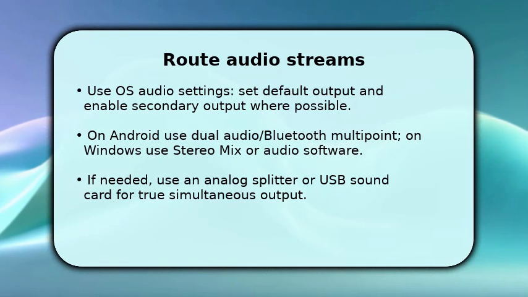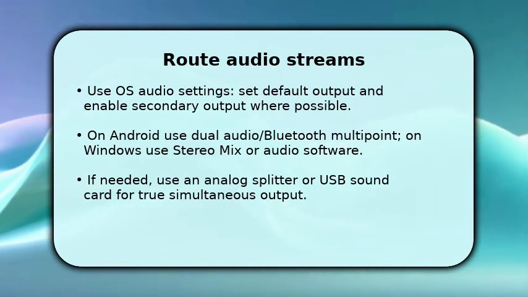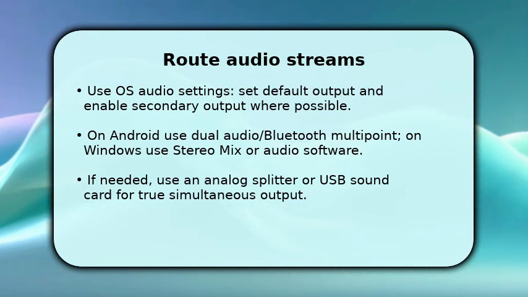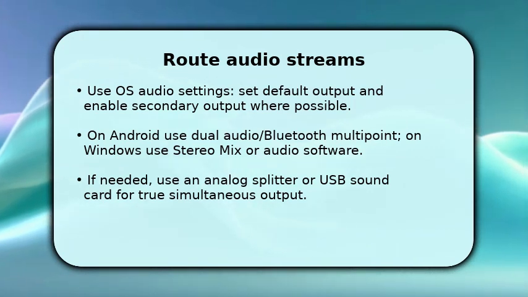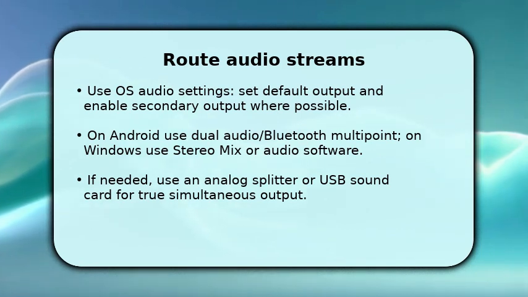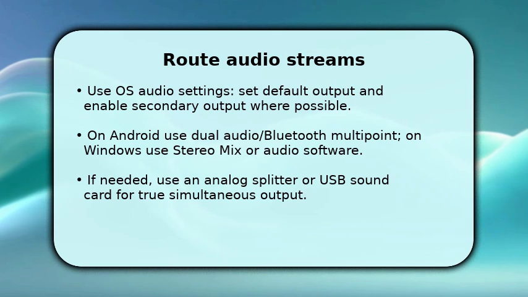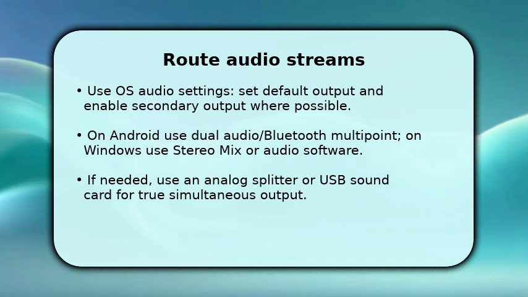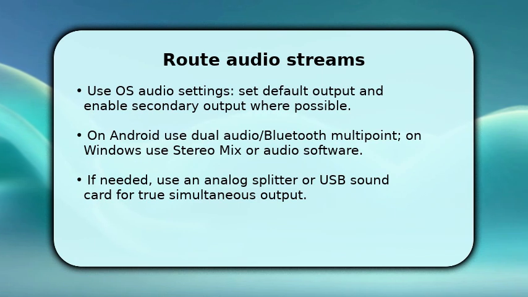Now route the actual audio. On your computer, enable Stereo Mix or open an audio routing app to duplicate the output to both Bluetooth and the aux device. On Android, enable Dual Audio or Bluetooth Multipoint if supported. Once done, adjust sample rates and buffer sizes to reduce latency mismatch between wireless and wired outputs.